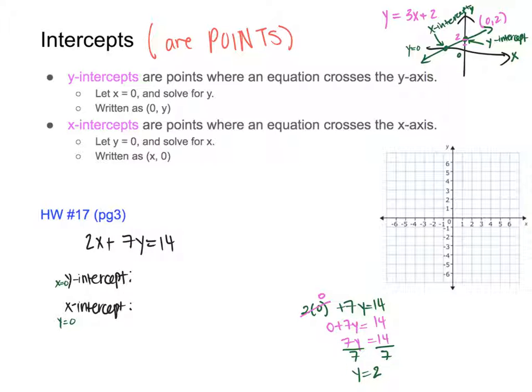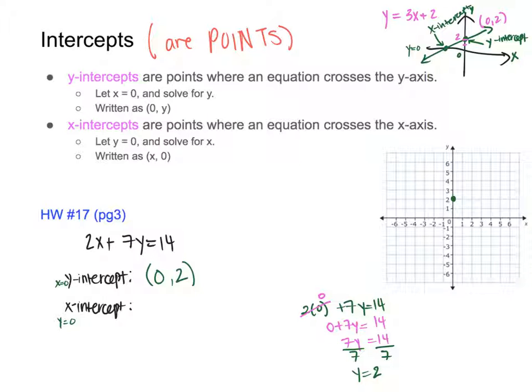It's not just 2, it's a coordinate point. So we plugged in 0 for x, and we got 2 for y. So now I'm going to write that as a coordinate point and plot that on our graph here, which is about right here. Now I'm going to do it for the x-intercept.